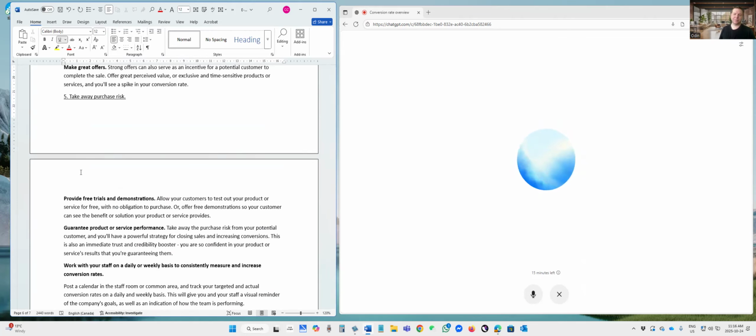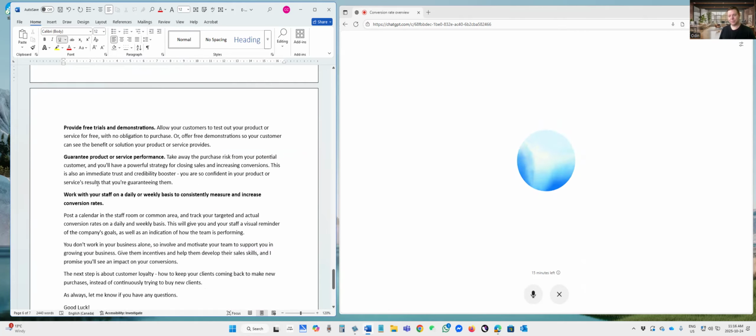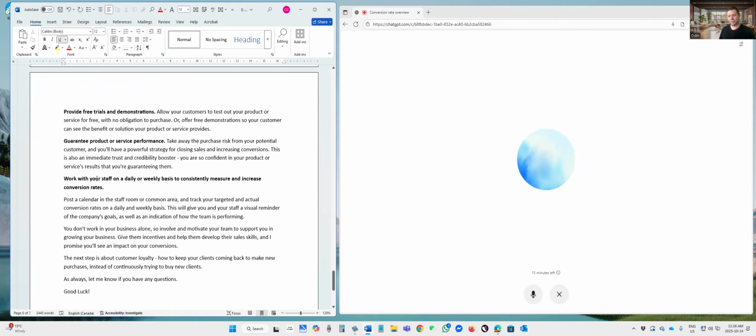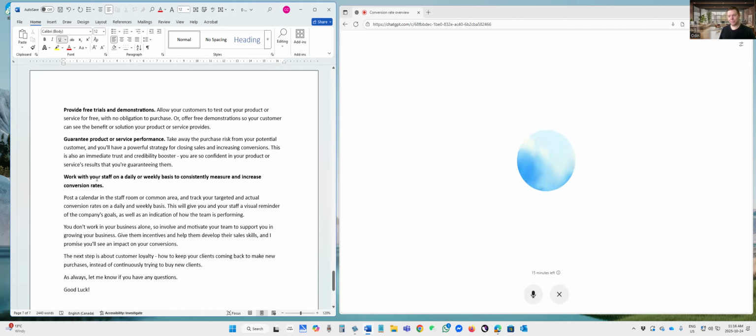Guarantee product or service performance. Take away the purchase risk from your potential customer, and you'll have a powerful strategy for closing sales and increasing conversions. This is also an immediate trust and credibility booster. You are so confident in your product or service's results that you're guaranteeing them.